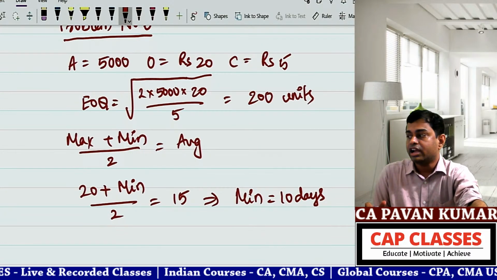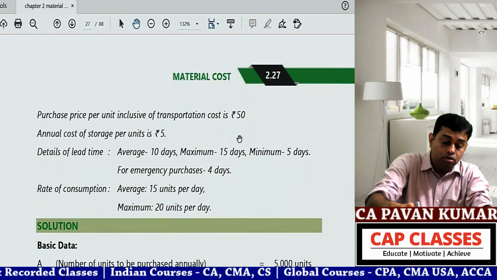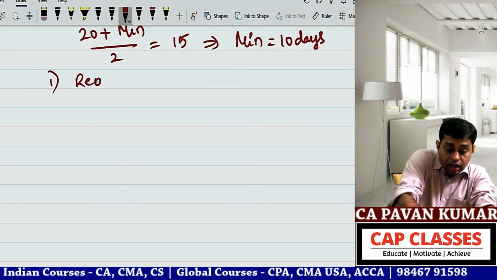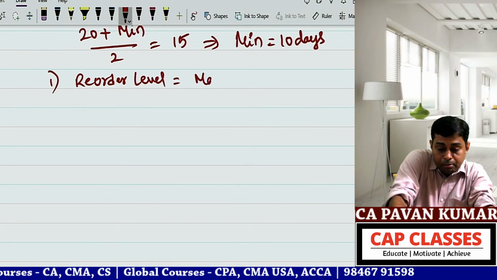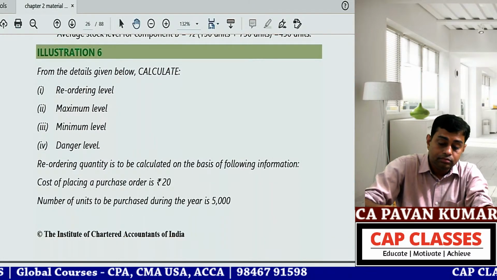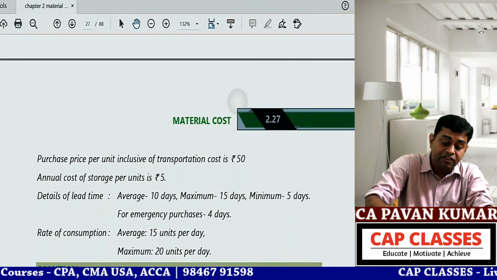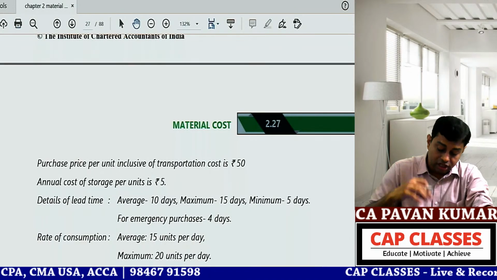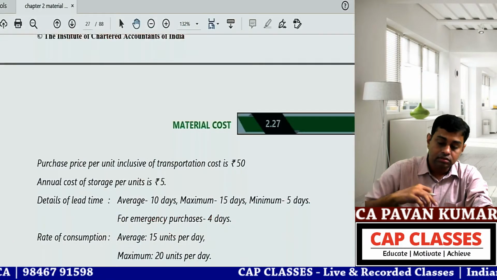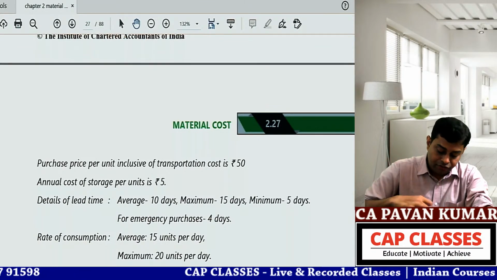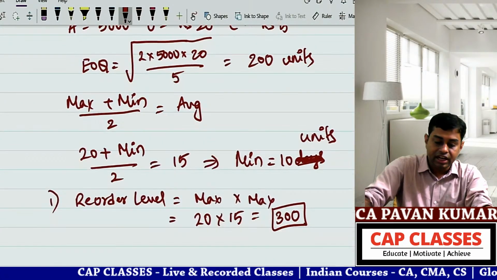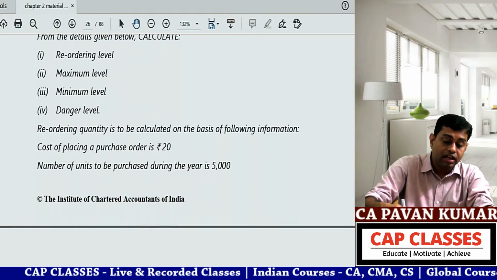Okay, so can you calculate and tell me the answer? They're asking you to calculate reorder level, maximum level, minimum level, danger level. 1, reorder level. Can I say it is maximum consumption into maximum lead time? What is maximum consumption? Is it given in the question? Maximum they have given 20 units. This is units, not days. Maximum lead time they have given 15 days. So 20 into 15 is equal to 300 units. So how many of you got a reorder level of 300 units?